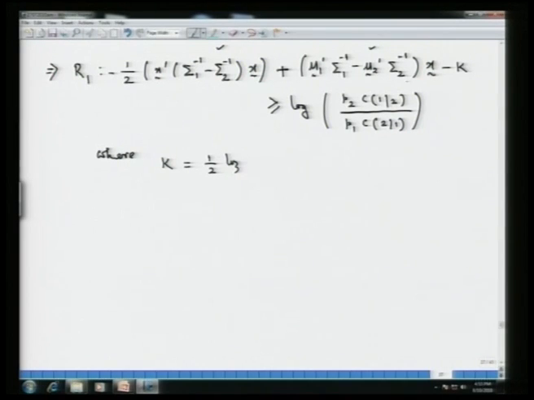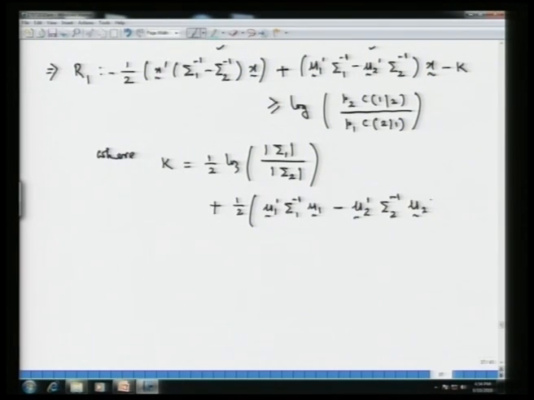So, this constant k is given by half log of determinant of sigma 1 divided by determinant of sigma 2, plus the term which was there in the exponent. That is, half of mu 1 transpose sigma 1 inverse mu 1 minus mu 2 transpose sigma 2 inverse times mu 2. These two terms come from the exponent of the density, and these two terms come from the determinants in the denominator. And if this is the R1 region, then the R2 region would be given by the left hand side being less than the term on the right hand side.